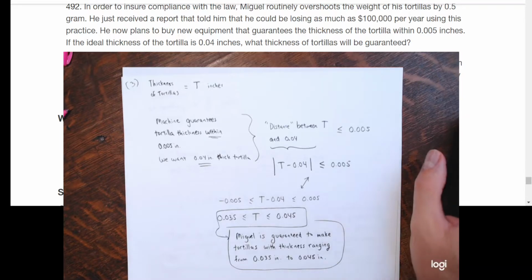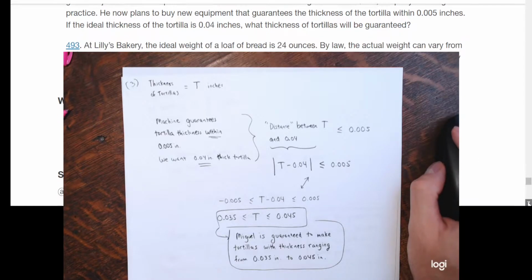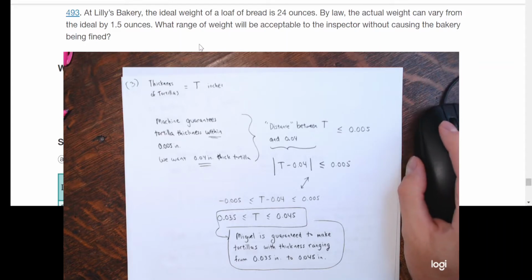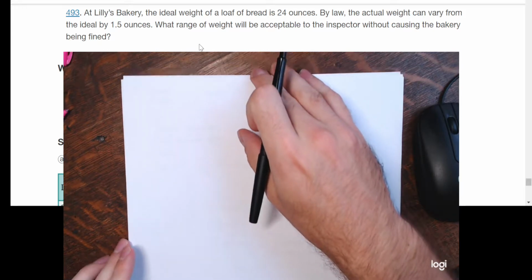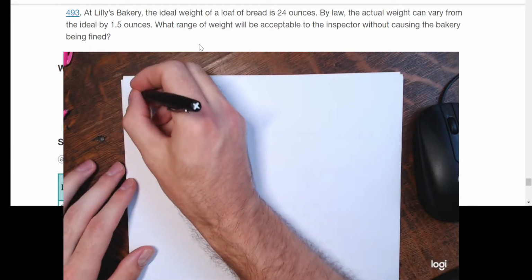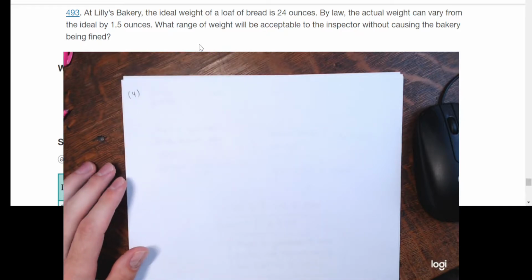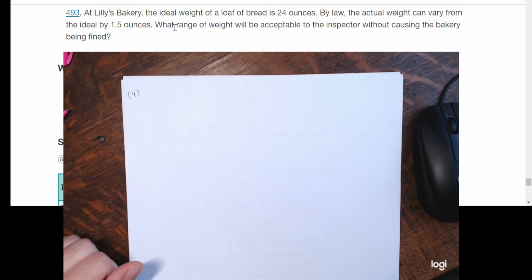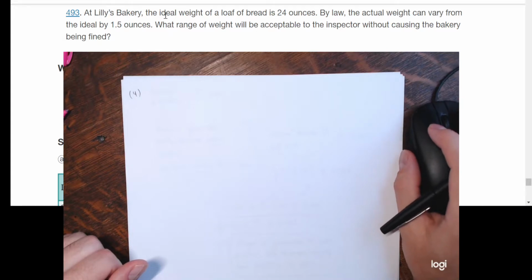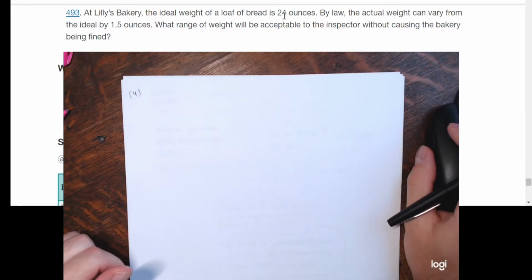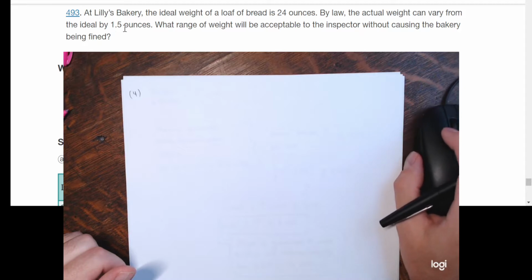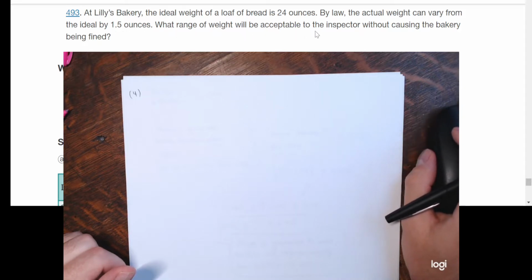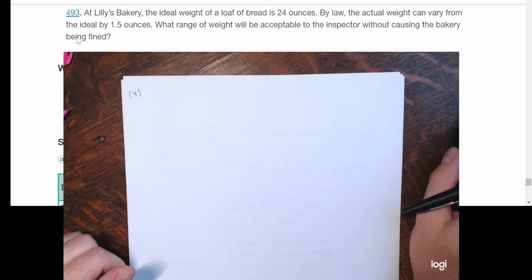All right, and then one last example, example 4, which is exercise 493. This is basically the same. All 4 of these have pretty much the same setup. So this one I'll write out, but I'll do a little less writing. It says, at Lily's Bakery, the ideal weight of a loaf of bread is 24 ounces. By law, the actual weight can vary from the ideal by 1.5 ounces. What range of weight will be acceptable to the inspector without causing the bakery to be fined?